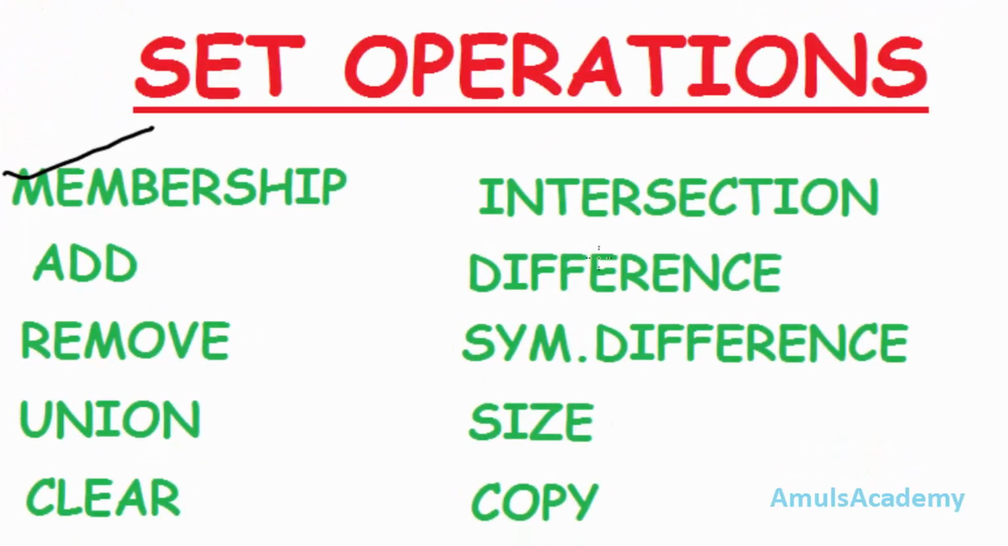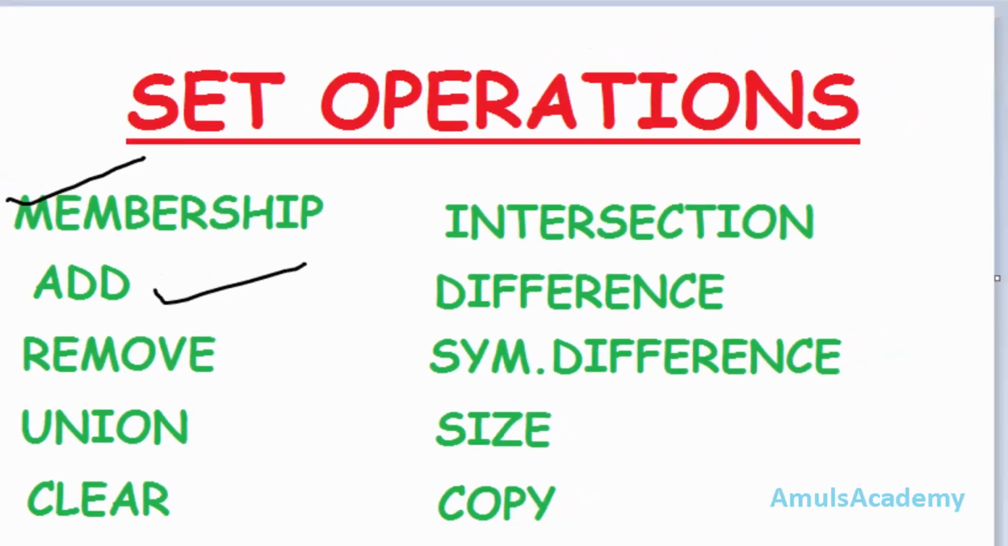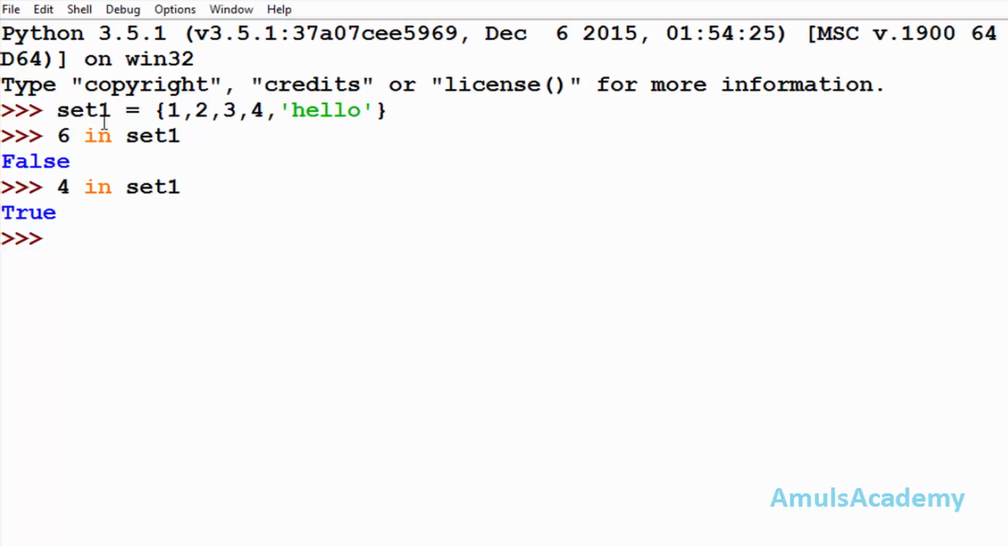And next is add. As I said, set is a mutable data type. We can add an element to this set. For example, here we can see set1. If I want to add another element to this set1, then I can do that by using the add operation. So set1.add, here I'll mention the value. I want to add the value 6 to the set, so I'll mention 6 here and enter. Now if I check set1, here we can see the value 6.